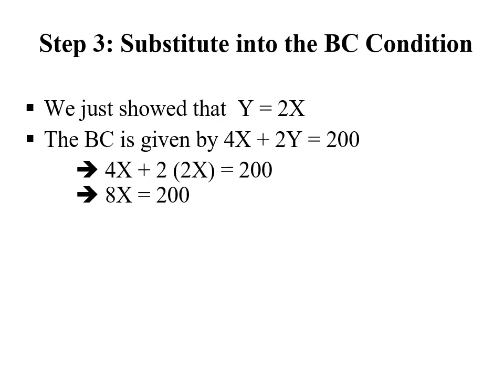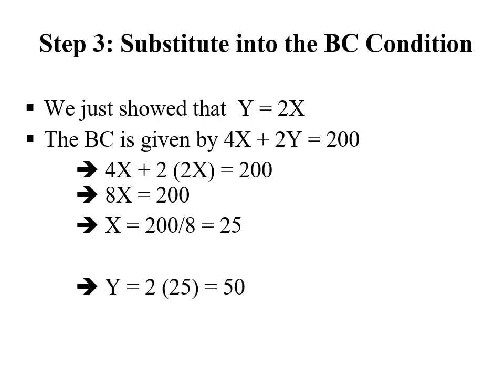That gives us ultimately that 8x is equal to 200, and that simplifies to x is equal to 25. When we plug x equals 25 into the top equation, then we get y is equal to 50. That is our utility maximizing choice of x and y.